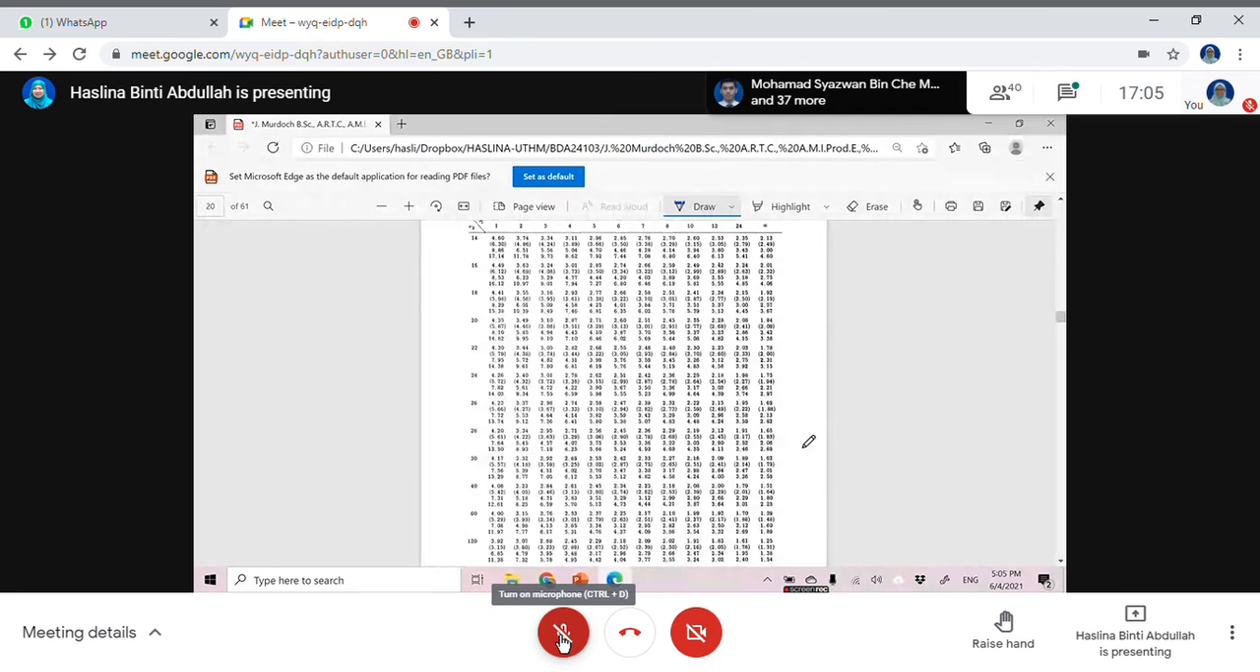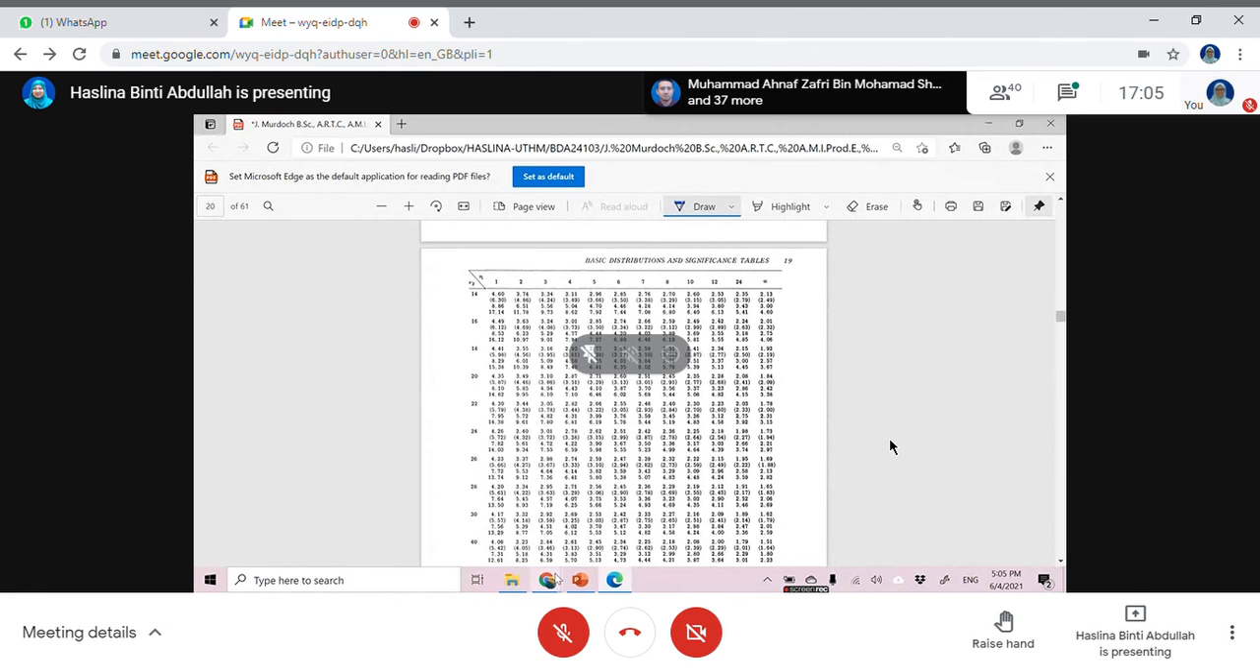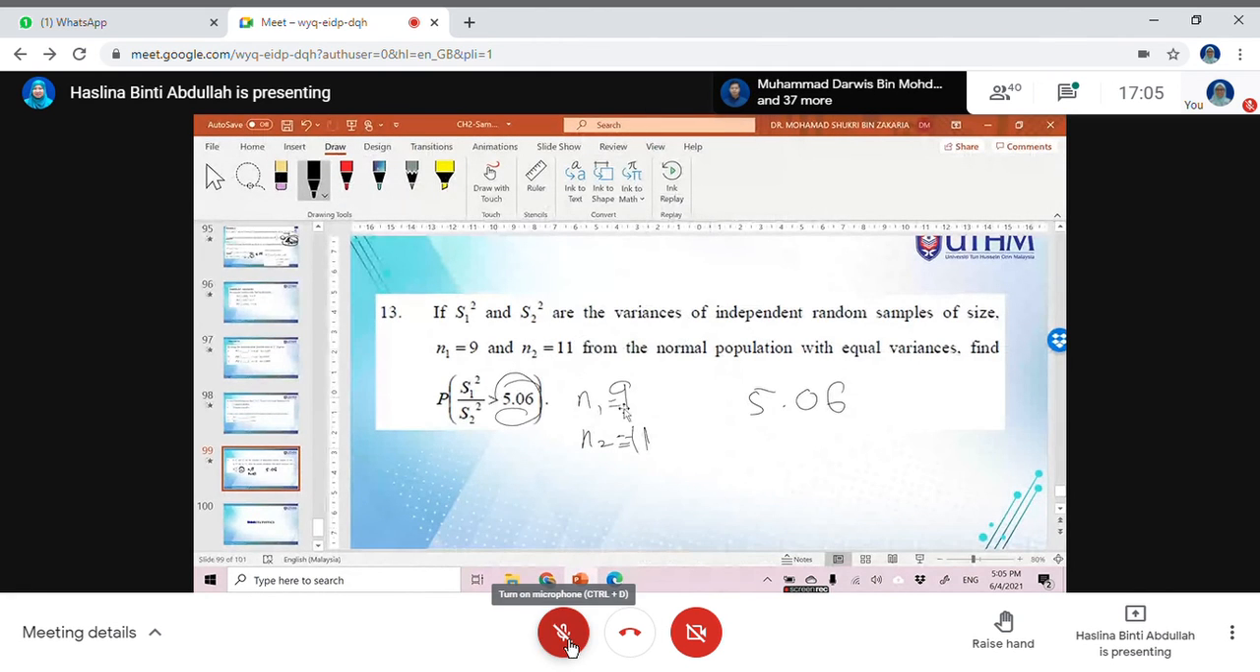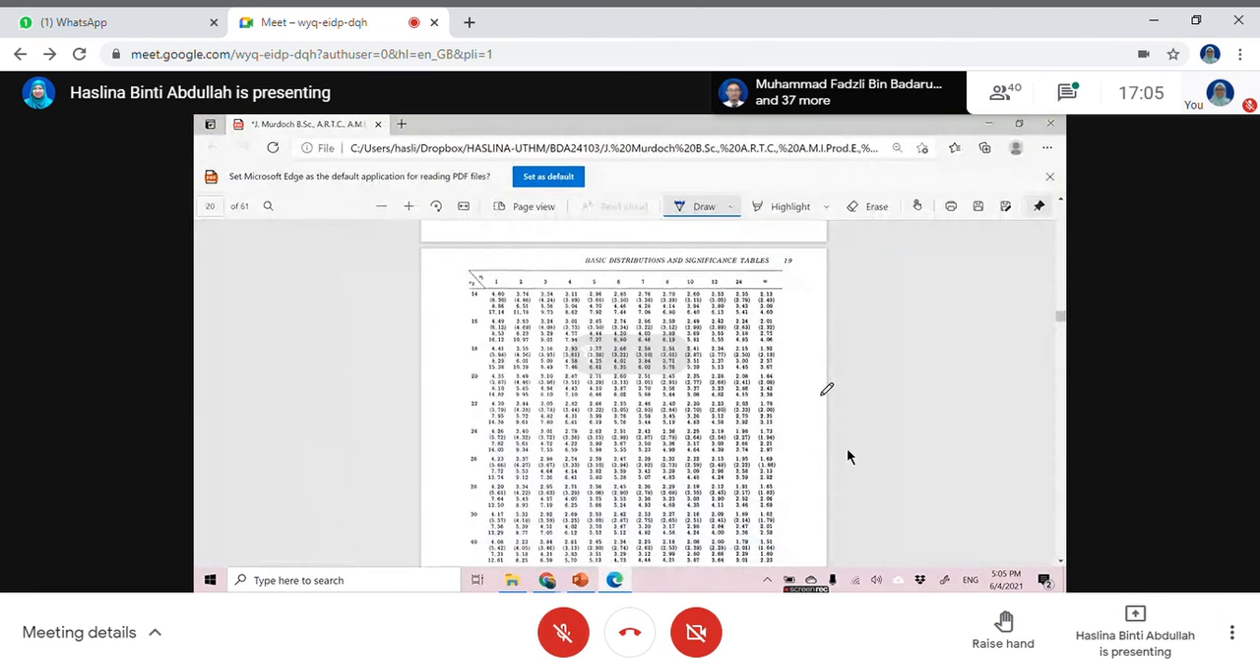Okay, so secara rasminya we have settled for chapter 2. Before we end our class, any question? Oh, okay. Siapa ni? Ain. For yang ni ke? This one? This one is referred to degree of freedom for sample 1. V1 is referred to degree of freedom for sample 1 and V2 is referred to the degree of freedom for sample 2.